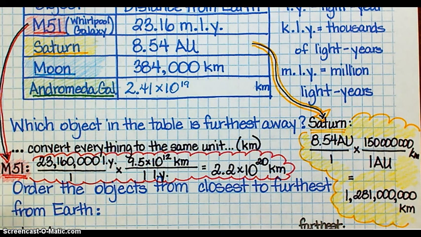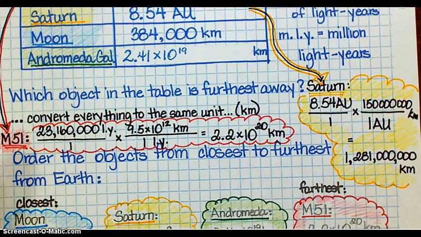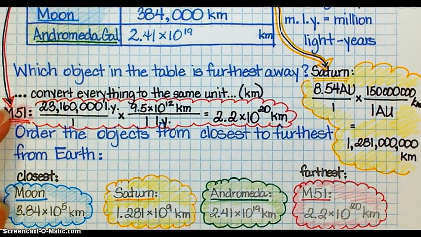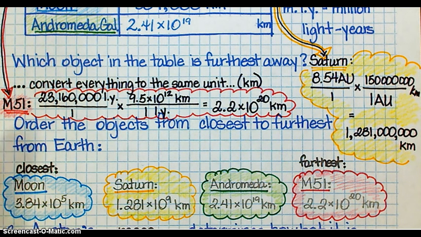Well, let's answer these two at the same time, because once we do the math, we can answer both questions. So the Moon, and I even went one step further and put all of the answers in scientific notation. The Moon is 3.84 times 10 to the 5th kilometers, so that's going to be the closest. And that should make sense. The Moon is closer to us than anything else in space.